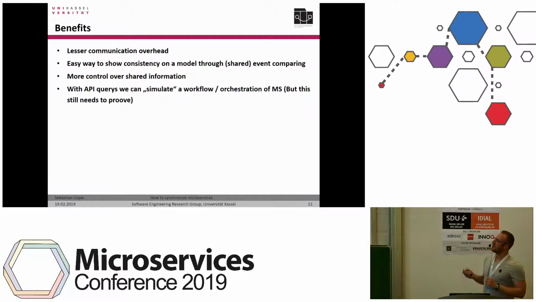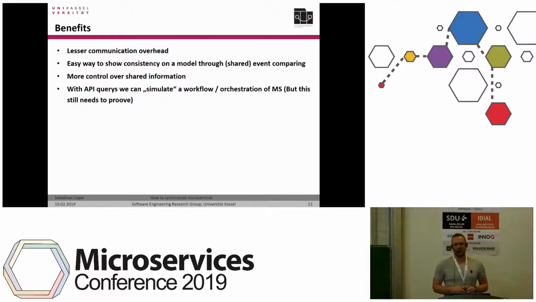Then we have more control over shared events. We can just control the information over the shared event types. If we don't want to share the information, we just give it a type that is not a shared event type. And we can simulate something like workflow orchestration behavior with filters or queries on APIs.